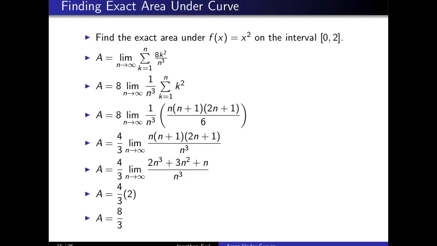So expanding this out, we get a numerator of 2n cubed plus 3n squared plus n, and then our denominator is still n cubed. So we're looking at a limit as n goes to infinity. We have a rational function, so we know that we can just compare the highest order terms. The highest order term we see in the numerator is 2n cubed. The highest order term we see in the denominator is n cubed. So that tells us that the limit is going to be 2, and then the entire area is going to be 8/3.